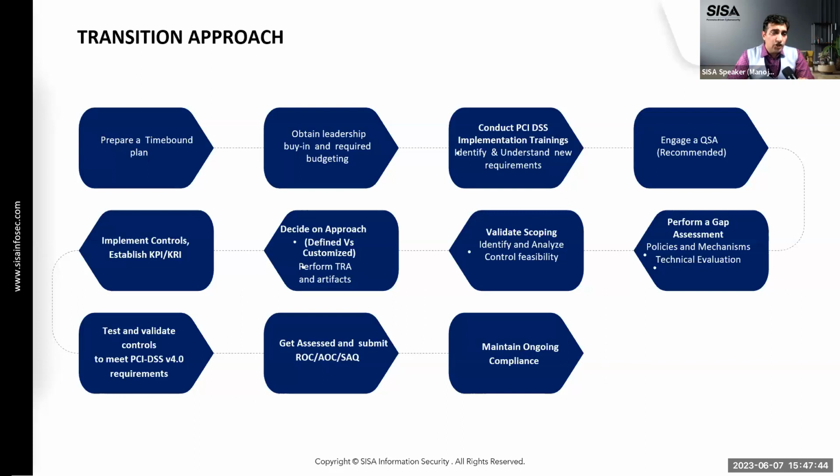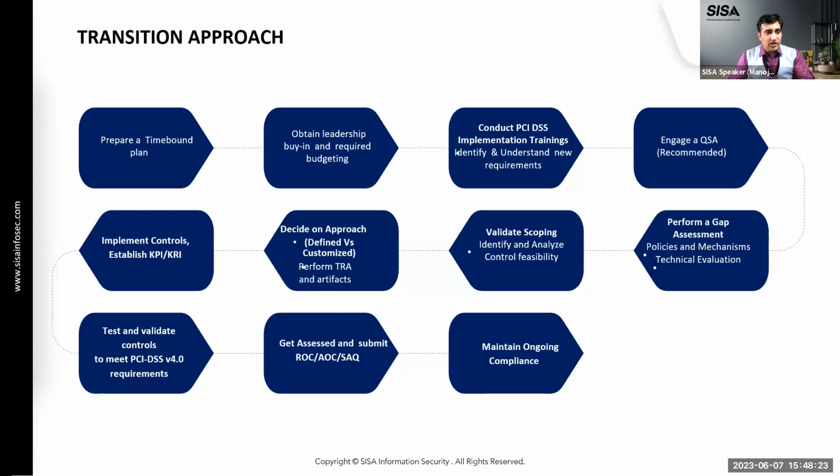I think the first thing is you need to start well ahead in time, and you need to prepare a time-bound plan. You need to obtain your leadership buy-in as well, because if leadership is not supporting your budgeting, and all these controls will require you to invest money. Security doesn't come for free, right? So that is where you need to make those changes first. Then you need to implement PCI DSS training across your company for developers, for implementers, for the normal public, as well as for incident responders. So start with it. It's the time to do that.